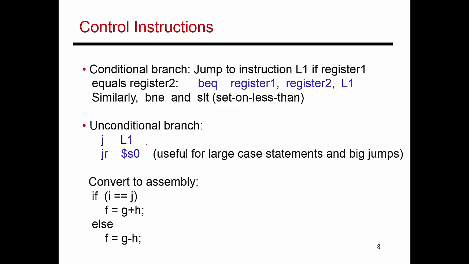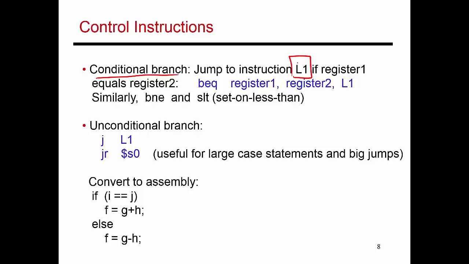Now I'm going to introduce a new kind of instruction, which is the control instruction, which allows you to jump back and forth in the program. And there are multiple instructions that allow you to do that. The first kind of instruction is a conditional branch, which says that, depending on a certain condition, I want you to jump to a certain instruction in the program. Instructions are going to be denoted by labels, in this case label L1, in our programs.